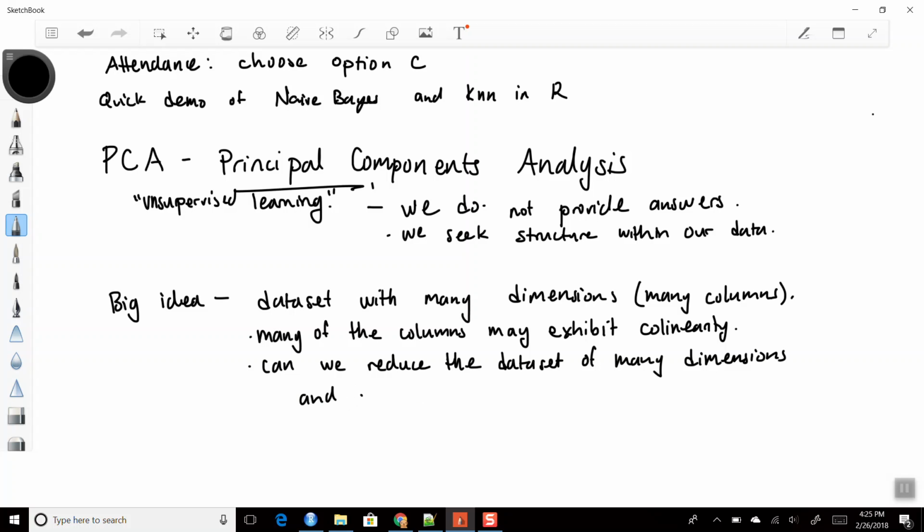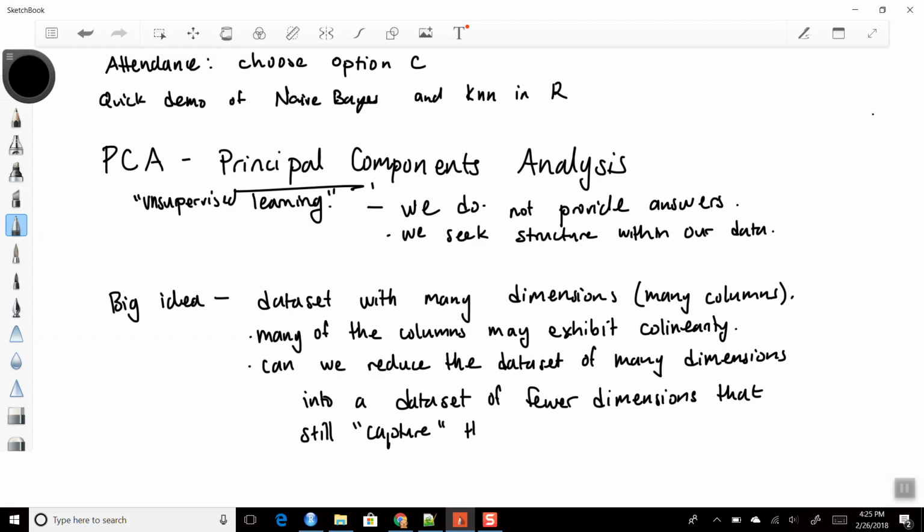and can we reduce the data set of many dimensions into a data set of fewer dimensions that still, quote, captures the, I don't know, whatever we might want to call the essence of the data.